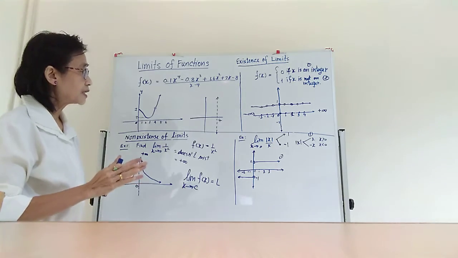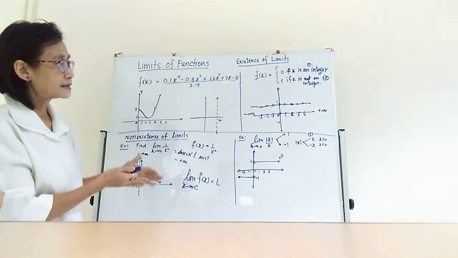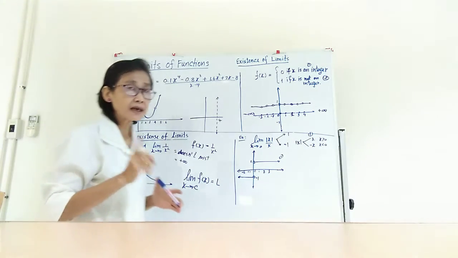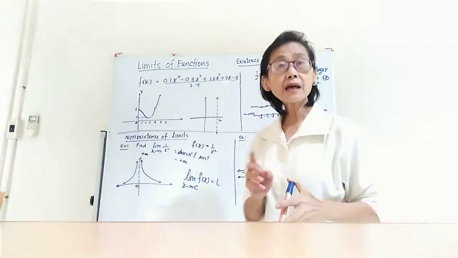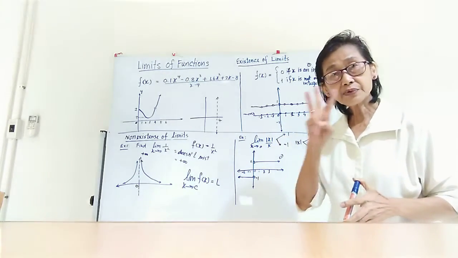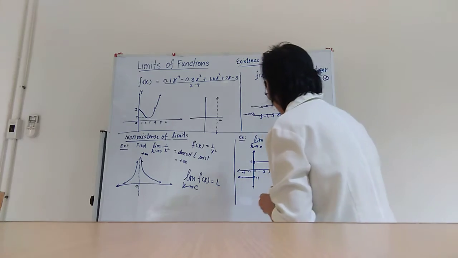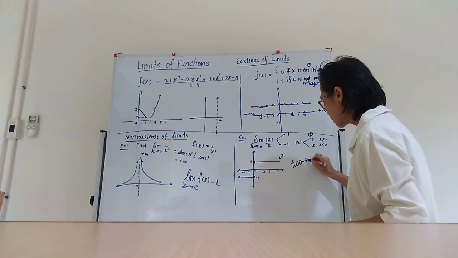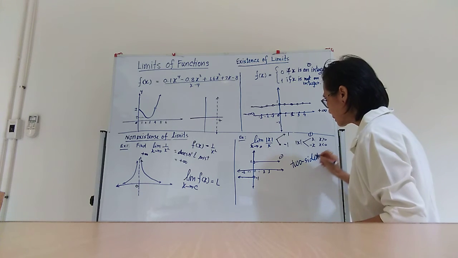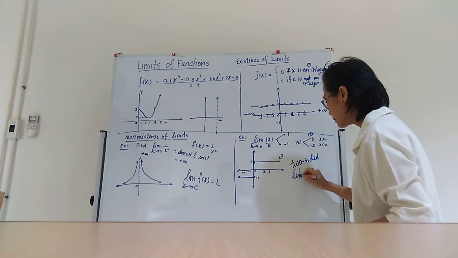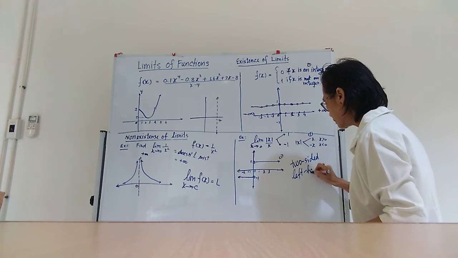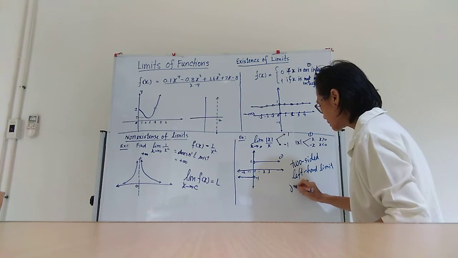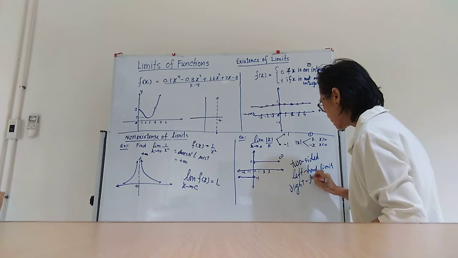Then again, from these two examples, exist and doesn't exist, we can conclude how many types of limit we have. How many types of limits? We have 3 types. One we call two-sided. Another one we can call left hand limit. Another one is a right hand limit.